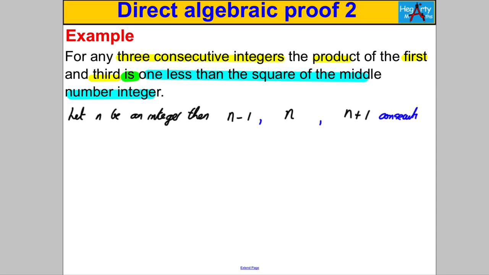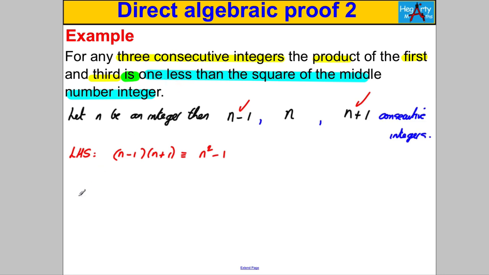That's definitely a true statement. Now what we're going to do is the product of the first one and the third one. That's the first one and that's the third one, right? So let's do that. For step 1, let's call it the left hand side, or the first bit. Let's do n subtract 1 multiplied by n add 1. We should know that's the difference of two squares, and that's n squared take away 1.